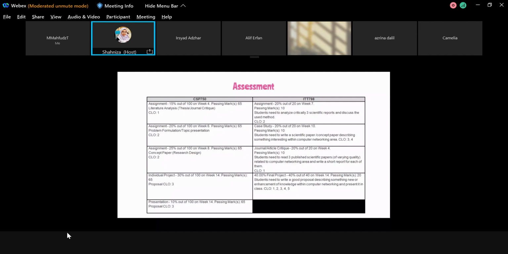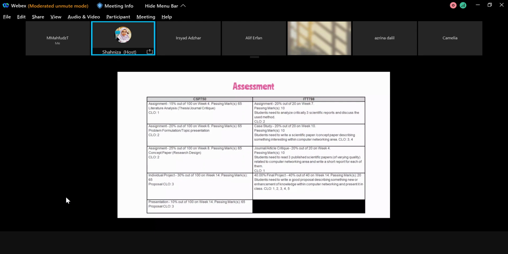Okay, so for this part, I think I need to have it the same for 750 also. So you will be assigned your examiner. Okay, so as what has been practiced last semester, there will be 2 examiners to look into your proposal and evaluate your presentation as well. Okay, so for 750, the assignment would be a little bit more. Alright, actually sebenarnya sama je sebab yang individual project tu yang 30% tu is actually the proposal and the presentation.